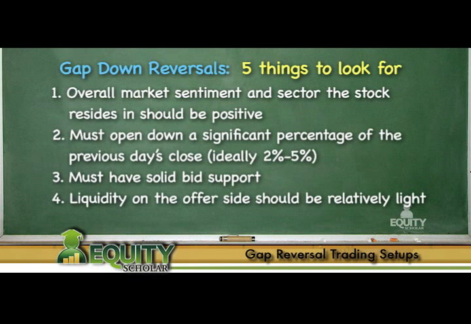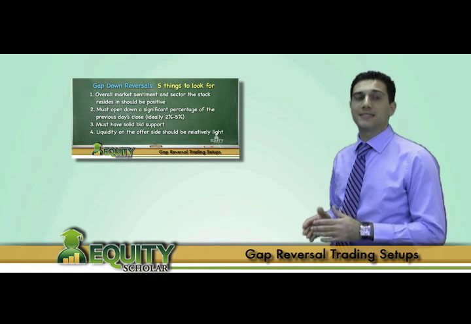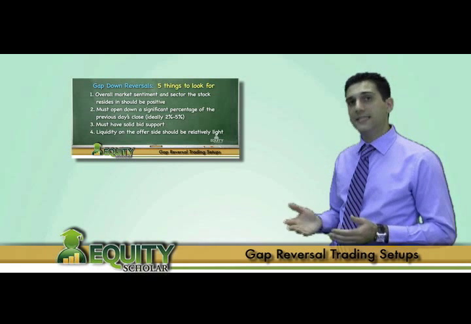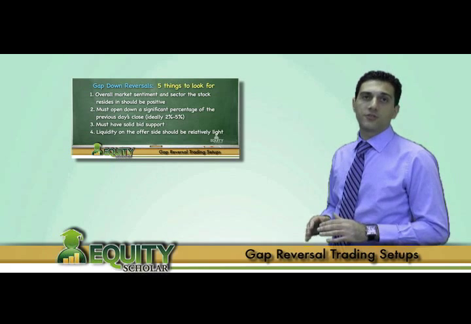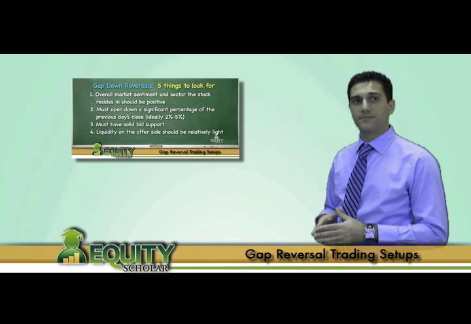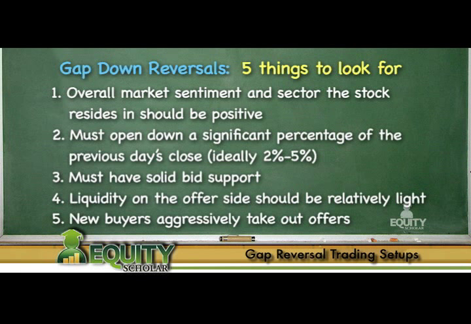4. After the large volume spike on the opening print, the offer side of the limit book should be light, as all the sellers and shorts should be finished. You do not want to see much resistance on the chart, limit book, or ECNs, which could slow down the gap reversal. The best reversals occur quickly and dramatically. And 5. It's a great sign to see new bids step in, looking to buy both through the ECNs and the limit book, as well as buyers taking out offers on the tape.